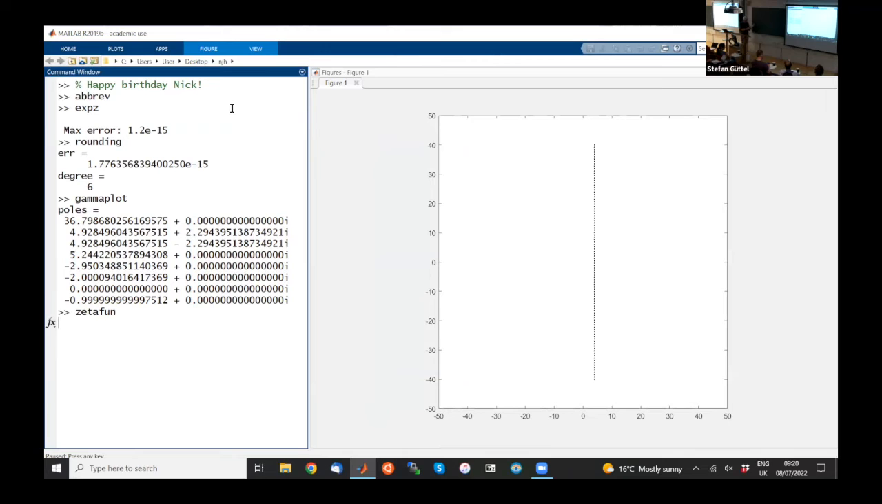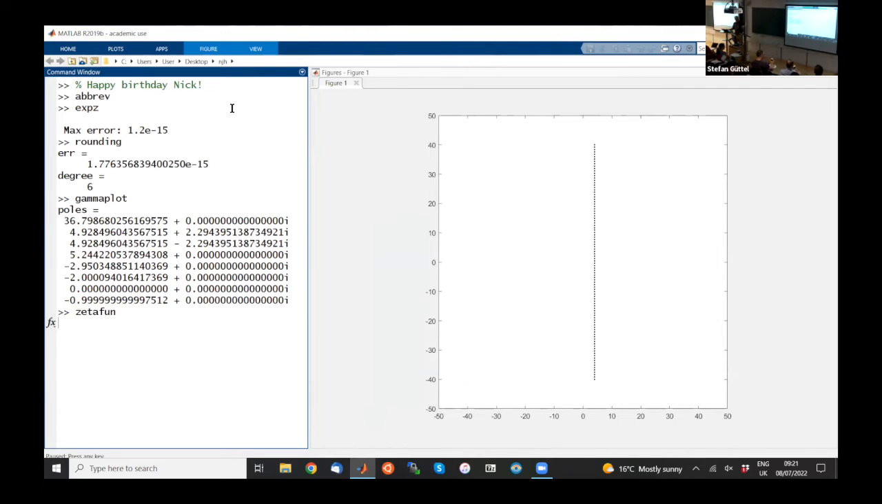If you look at the code there, you see it takes 100 points on a vertical line in the complex plane, and the real part is 4. The reason for 4 is it's very easy to evaluate the Zeta function if you're well in the right half plane. You can do it in one line of MATLAB. So there you have the Zeta function evaluated at 100 points.